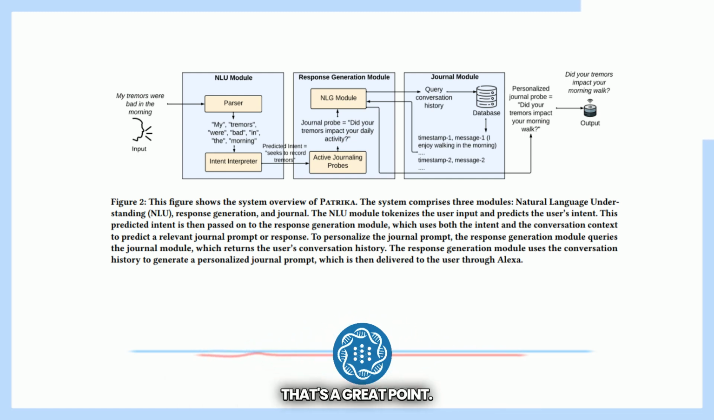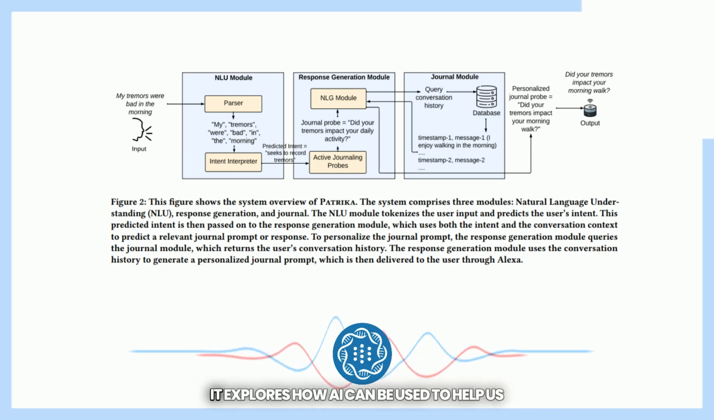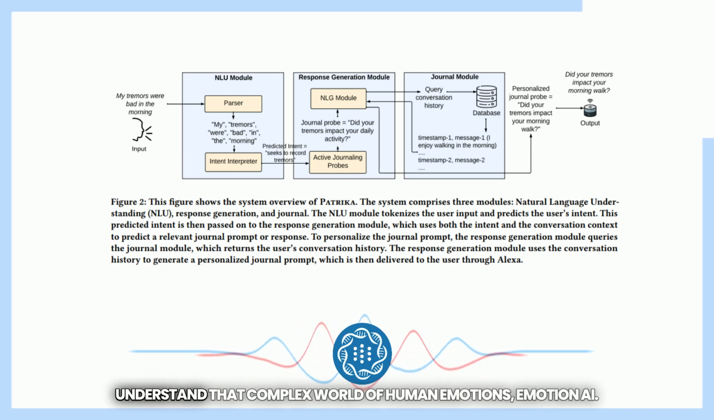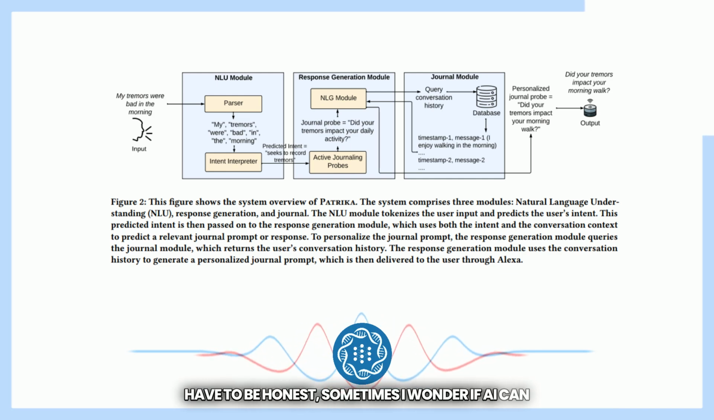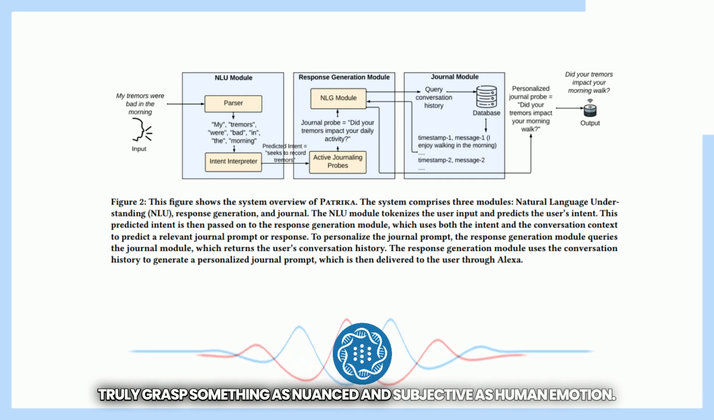That's a great point. Okay, let's dive into this next paper. It explores how AI can be used to help us understand that complex world of human emotions. Emotion AI, that's always been a fascinating area to me. But I have to be honest, sometimes I wonder if AI can truly grasp something as nuanced and subjective as human emotion. What are your thoughts on that?